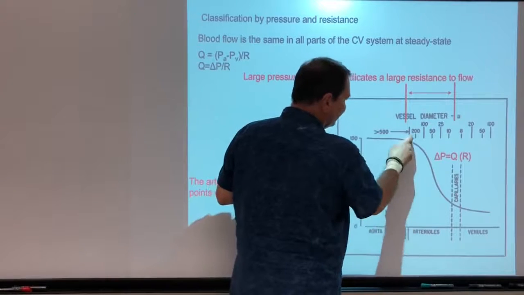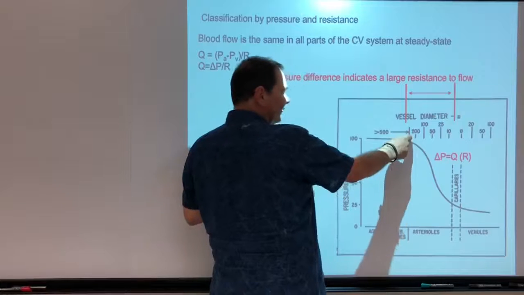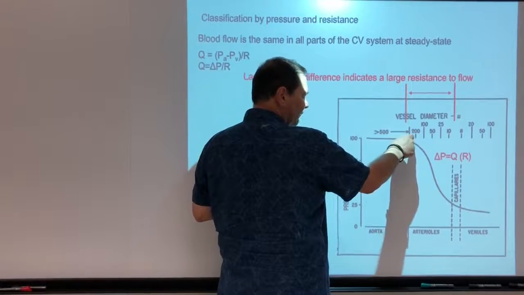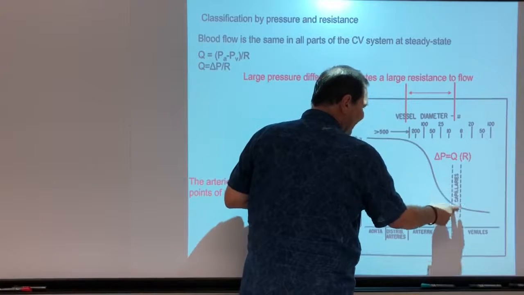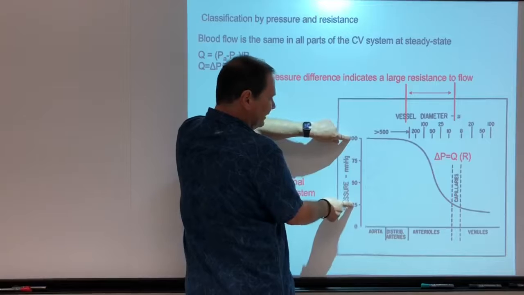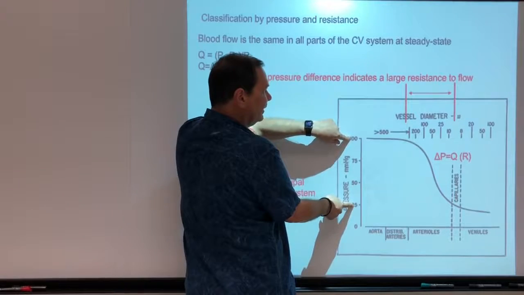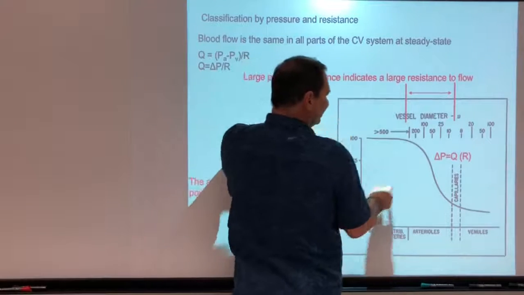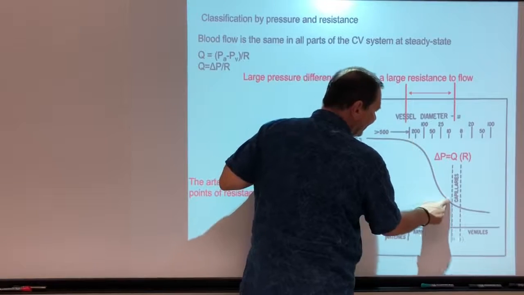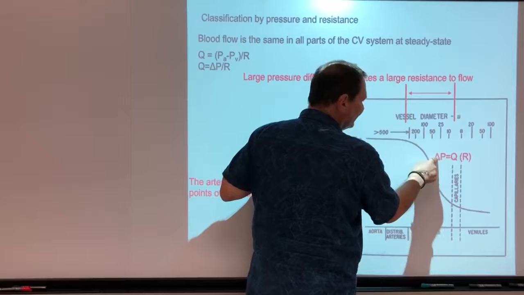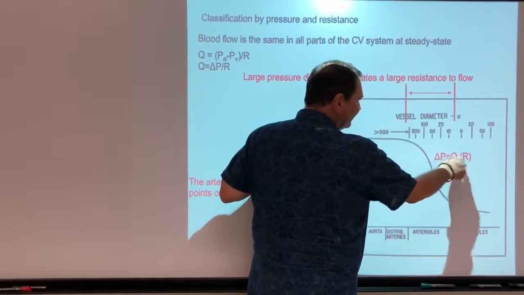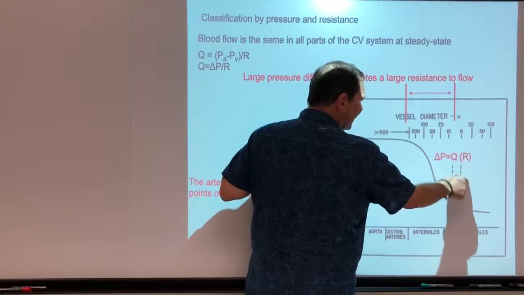So look at the resistance to flow. Look at the pressure at the beginning of the arterioles as the blood just starts to enter that arteriolar compartment, and look at the pressure at the end of that compartment. That's a big difference. That's like 75 millimeters of mercury. So what that tells you is that the resistance to flow is really big in this compartment. Delta P is big. The flow is 5 liters per minute. It's constant. So the resistance must be big.